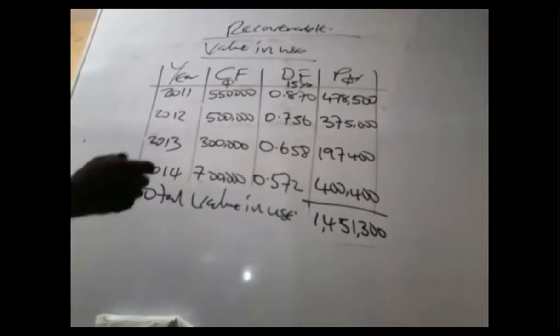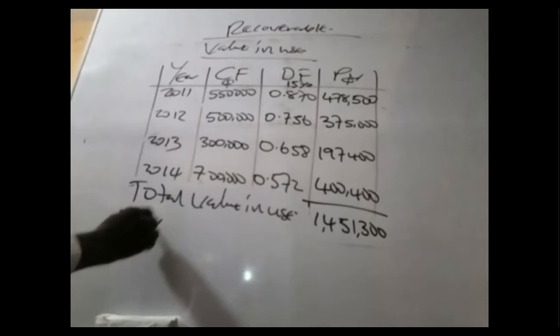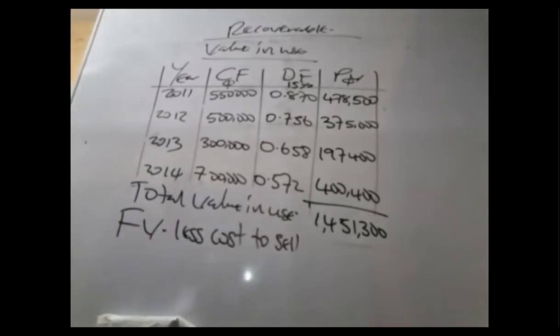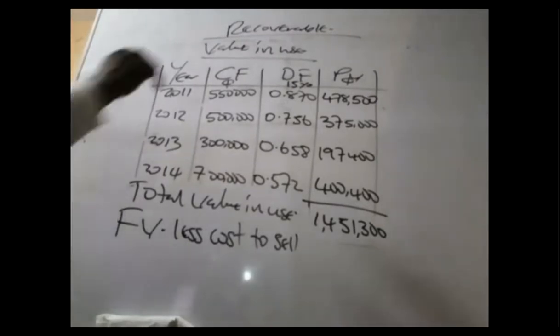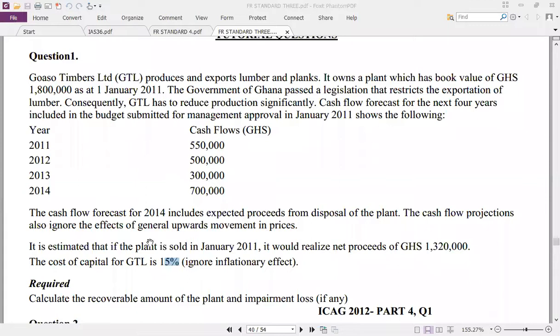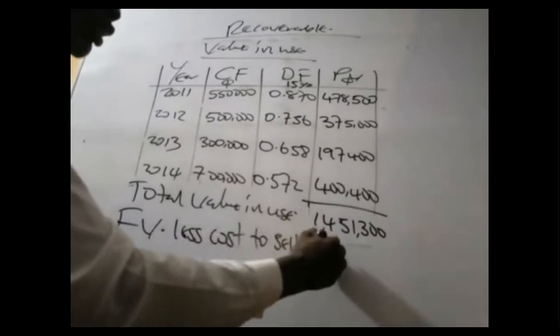Good. Then you quickly bring what you call the fair value less cost to sell. Why are you doing this? So that we can compare and look for the recoverable amount. Recoverable amount is the higher of these two. In this question, you were told that if the plant is sold in January 2011, it would realize a net proceed of 1,320. So that is the fair value less cost to sell, because it's a net proceed. That's the NRV. So 1,320.